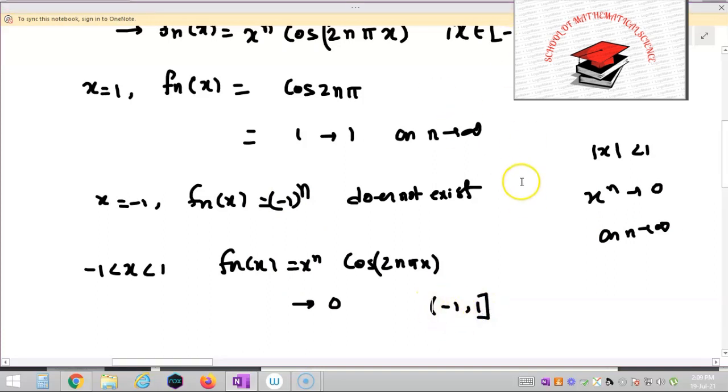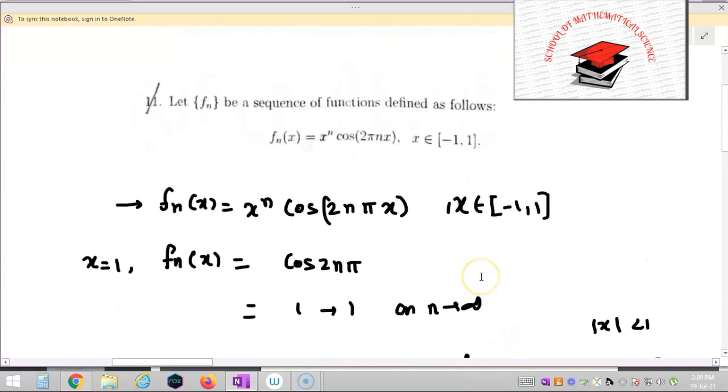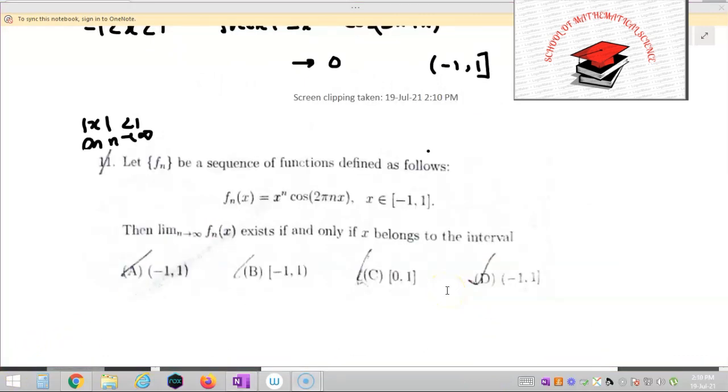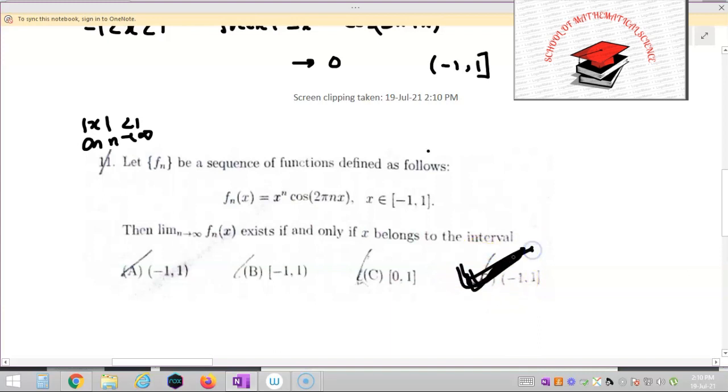Okay, so let us see the options. I actually have forgotten. So these are the options. Now you can see option D says minus 1 open, 1 closed. So option D is our correct option. Okay students, so we have solved the question number 11. Let us solve the question number 12.